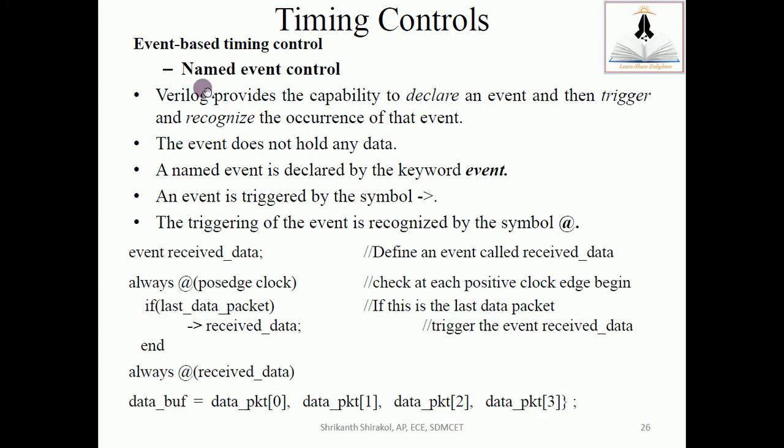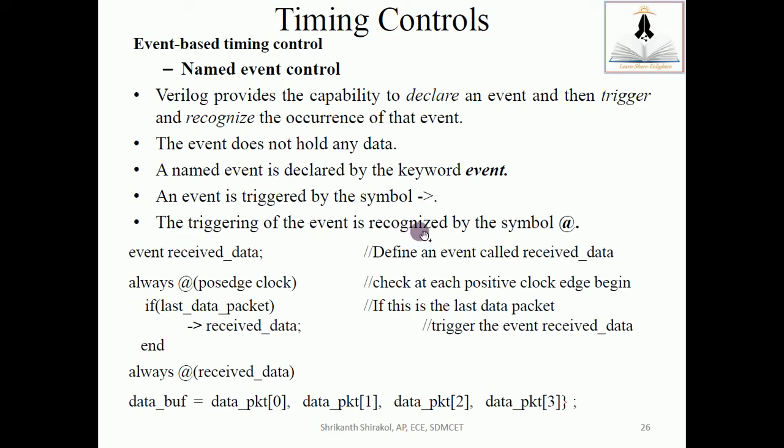Next comes the named event control. Verilog provides the capability to declare an event and then trigger and recognize the occurrence of the event. This is somewhat of an additional feature, and without this also we can do our work. Let us see it as it comes in the flow. The event does not hold any data. The named event is declared by the keyword event. Event is a keyword. The event is triggered by the symbol hyphen greater than. So these two things you need to remember in this topic.